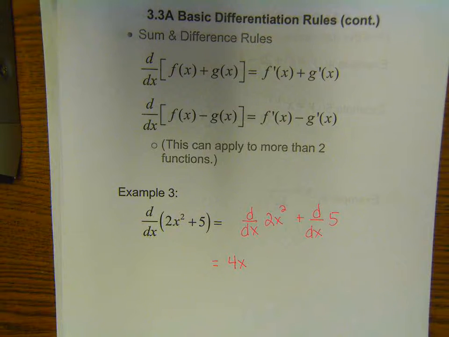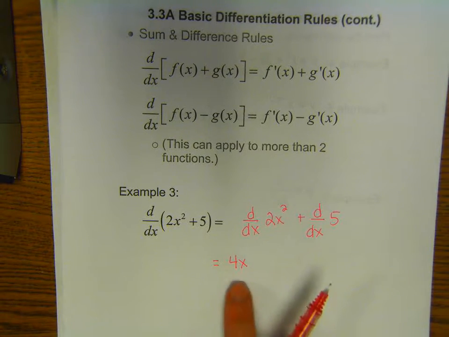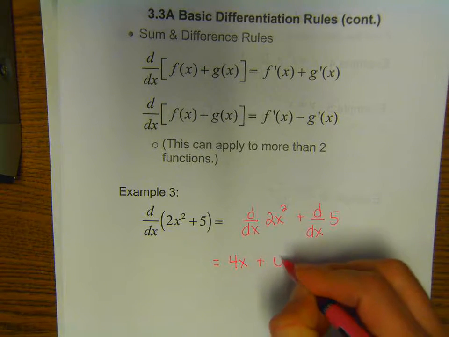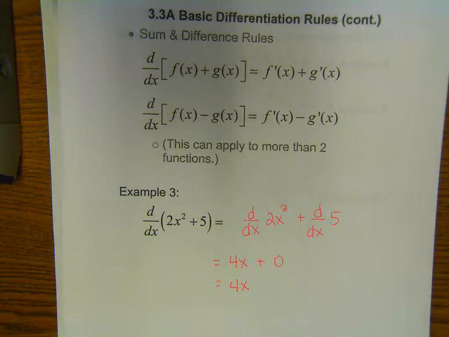4x. And what's the derivative of 5? 0. So you don't have to write that down. This just simplifies to 4x.